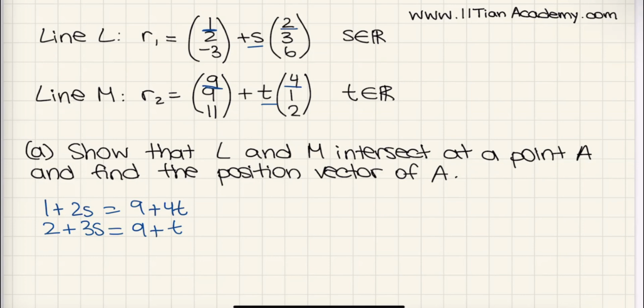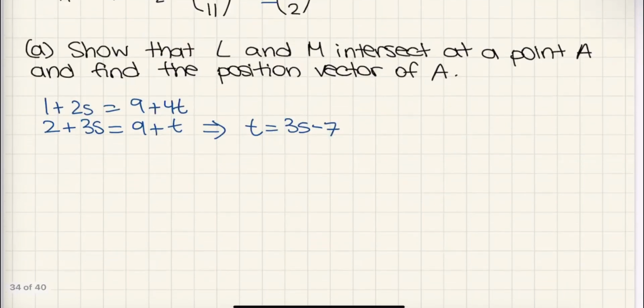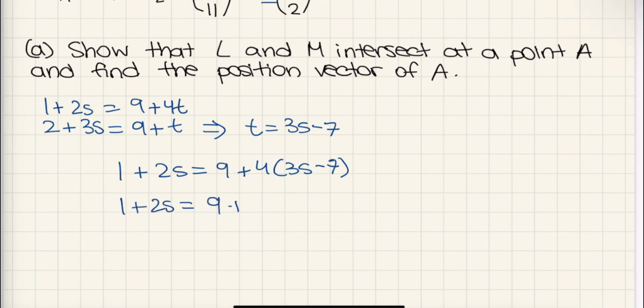What I'm going to do in order to do that is subtract 9 from both sides of the second equation. So this equation becomes t is equal to 3s minus 7. And then I'm going to sub this back into the first equation. So then we have 1 plus 2s is equal to 9 plus 4 times t, which is 3s minus 7. So then we have 1 plus 2s is equal to 9 plus 12s minus 28.